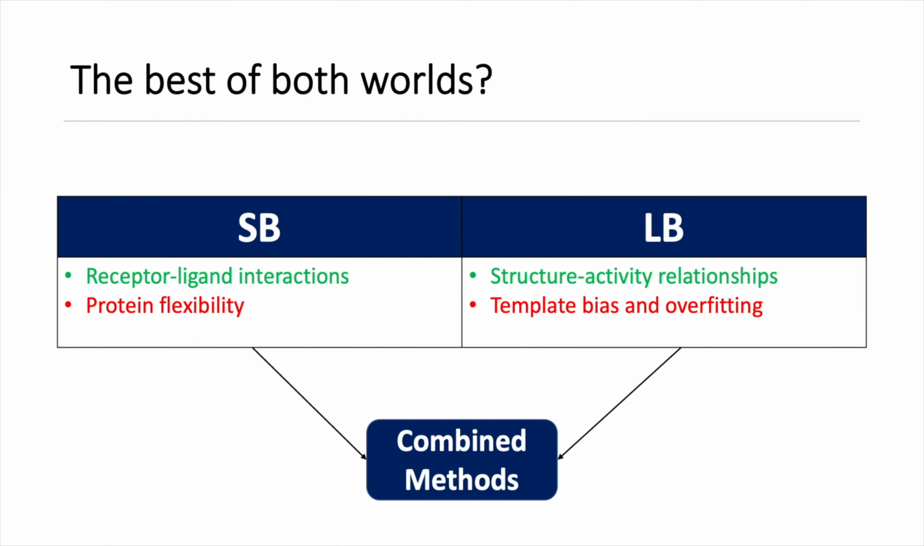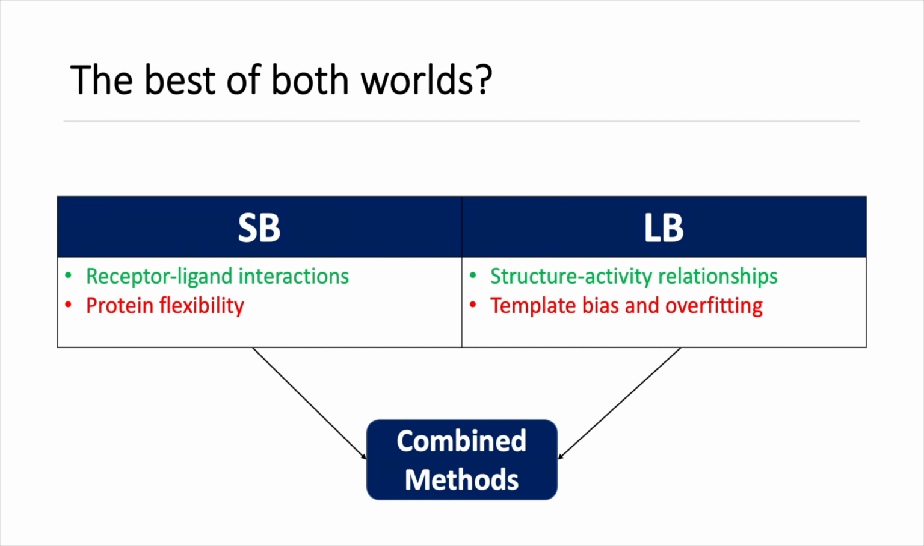Each of these methods has advantages in green and limitations in red. To illustrate, SB provides information about receptor-ligand interactions. However, it does not consider protein flexibility unless multiple receptor conformational states are available. In contrast, LB provides information about ligand features that confer improved biological activity. However, the template must be representative of active compounds to be valuable in virtual screening, avoiding template bias and overfitting, which is limited by the availability of active compounds for the given biological target.